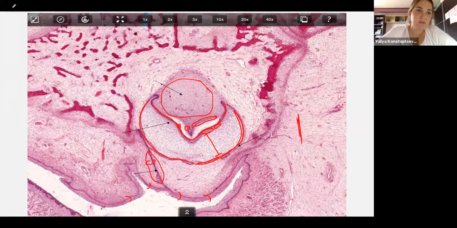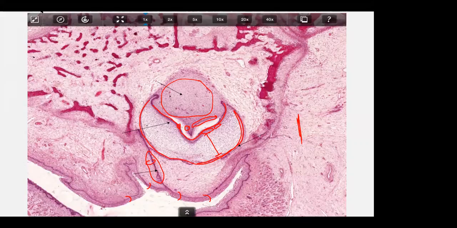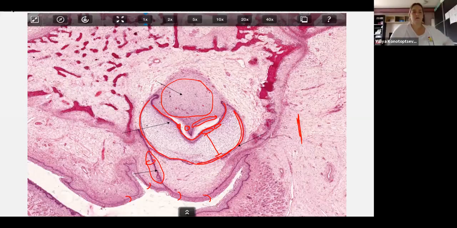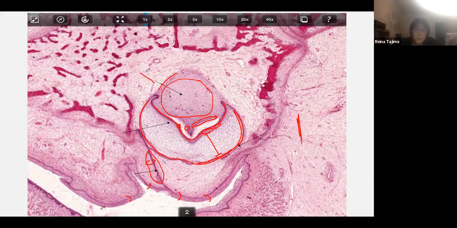Just a second, guys. Okay. So that means that these cells right here, the pre-ameloblasts that will become ameloblasts, are inducing the formation of the odontoblast. Of course, you can understand that this is your dental sac right here. What is this? Mesenchyme. What is this? Bone.